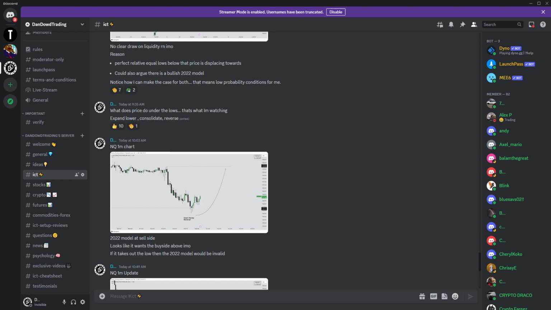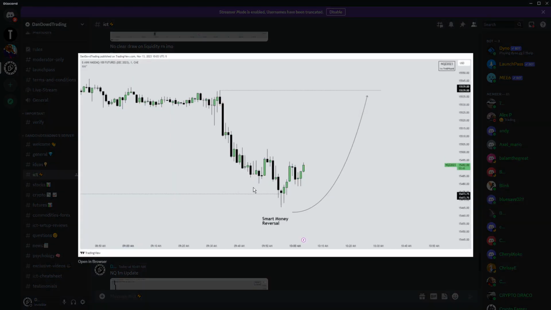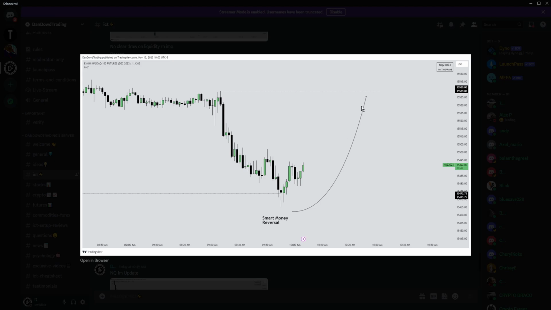The exact same trade that you guys see me in right now, I did post in my Discord at 10:03 a.m. I just kind of alert members where I think price is going to head. It's not a signal service, but I'll tell you guys where I think the draw on liquidity is. So I said we have a 2022 model at sell side. Looks like it wants the buy side liquidity. This was at 10:03 a.m. Discord members knew price was going to draw into that level beforehand.